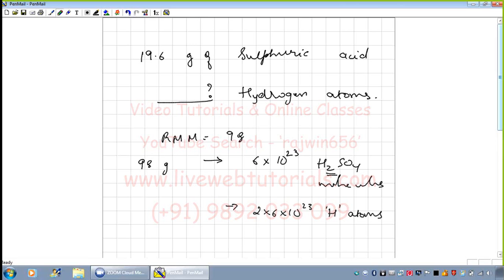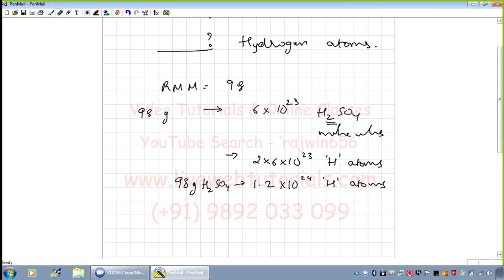So that's going to become 1.2 into 10 raised to 24. That is in 98 grams of H2SO4. So now in 19.6 grams it will be 19.6 into 1.2 into 10 raised to 24 upon 98, which is 2.4 into 10 raised to 23.